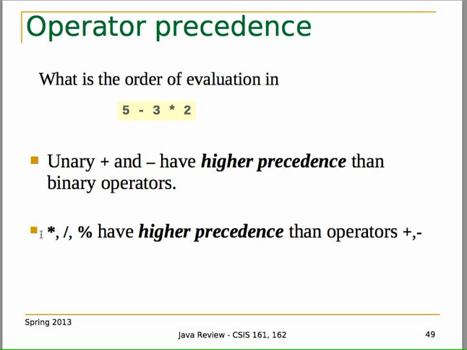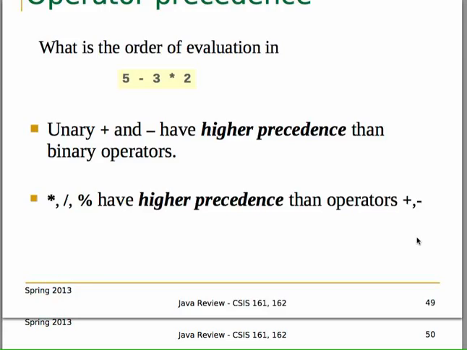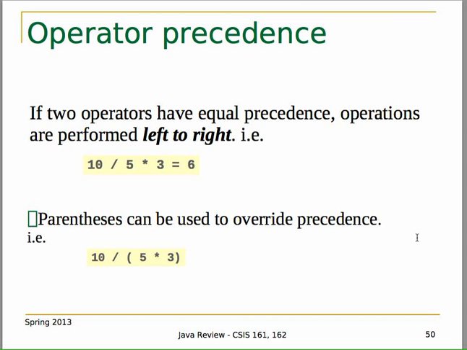So times or multiply, divide, mod, or remainder have higher precedence than plus or minus. Plus or minus are at the same precedence level. If you have two operators that are of equal precedence, like divide and multiply, then the operations are performed left to right. So 10 divided by 5 times 3. There's two ways to look at this. One is to say that you do this first, 5 times 3 first, which would give you 15, and 10 divided by 15 would give you 0.